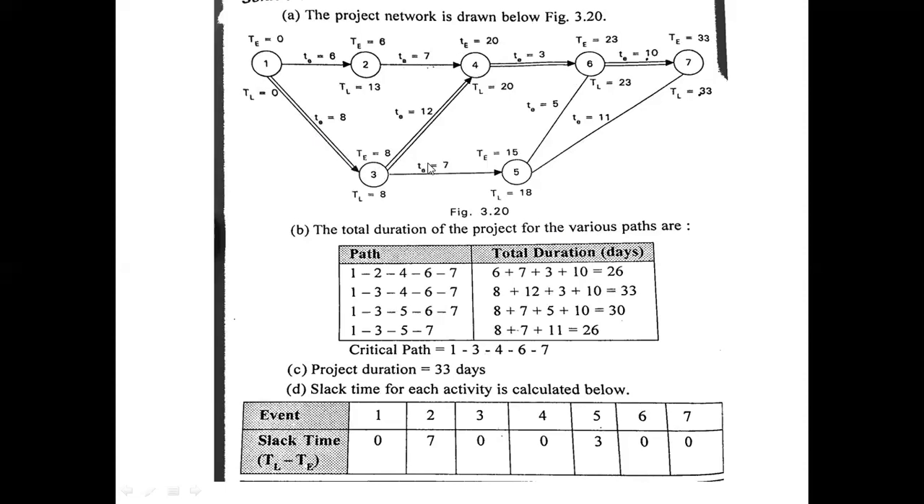Another path is 1, 3, 5, 6, 7. So 8 plus 7 is 15, 15 plus 5 is 20, and 20 plus 10 is 30. And one more path you are going to have is 1, 3, 5, 7. 8 plus 7 is 15, and 15 plus 11 is 26. So out of these, which path is going to take the largest duration? That path is considered as the critical path, that is 1, 3, 4, 6, 7. So this is the solution for this problem. Let's have a look once again.